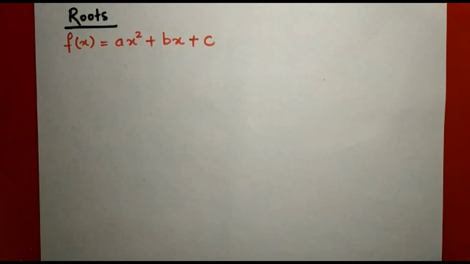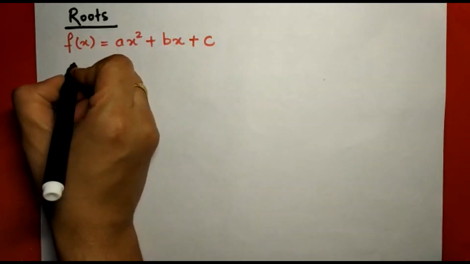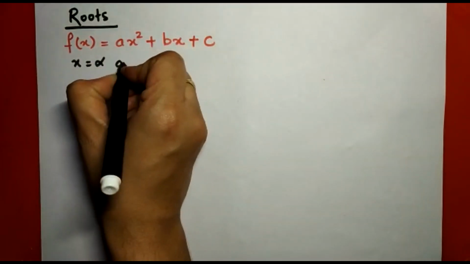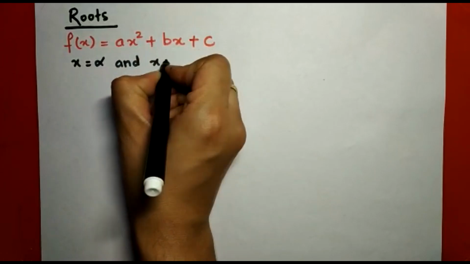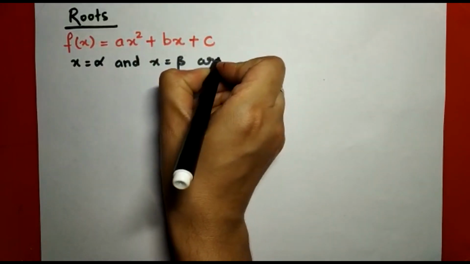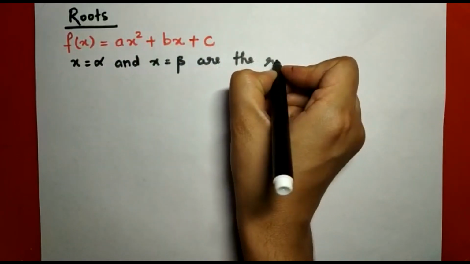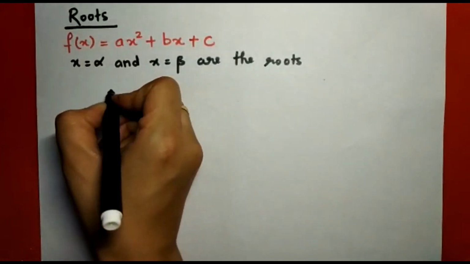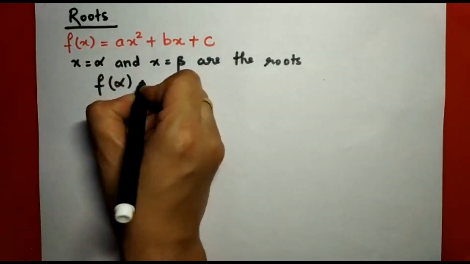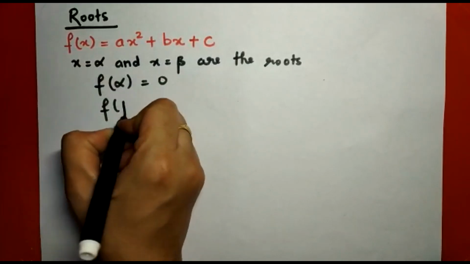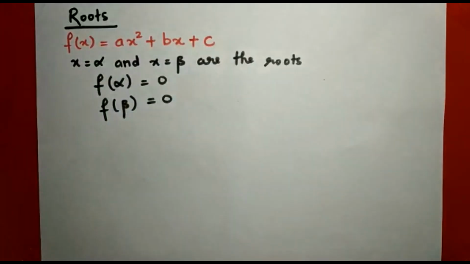The very basic thing which I am going to talk about in the starting is roots. What are roots? I have already written one equation, a quadratic equation, as you can see: ax square plus bx plus c. If I am saying that x equal to alpha and x equal to beta are the roots, then basically I am saying that f(alpha) will be 0 and f(beta) would also be 0.